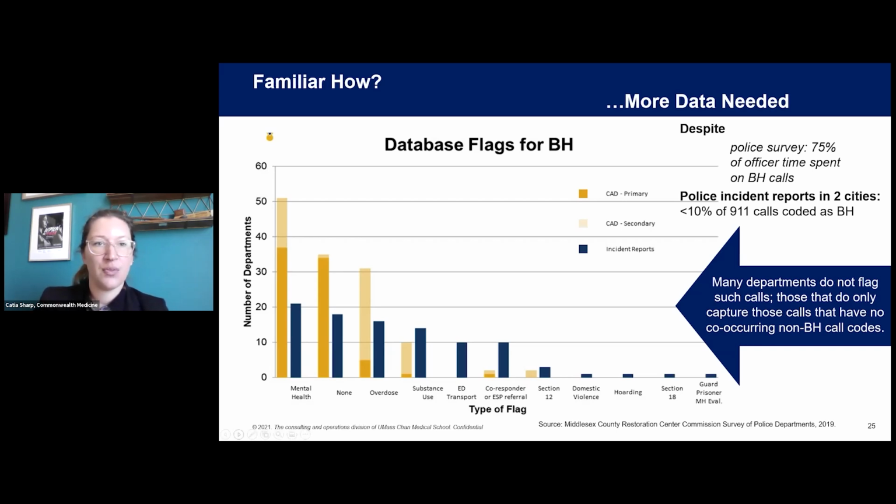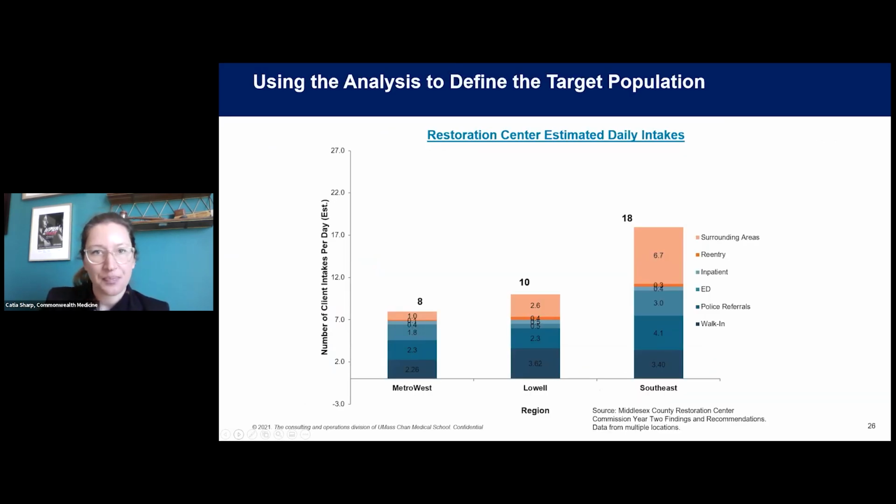And so what we think is kind of why we're seeing that discrepancy: the low call volume that police are tracking in terms of behavioral health, but then anecdotally saying that there are really high numbers of officer time being spent dealing with people in behavioral health crisis. So you can move to the next slide.